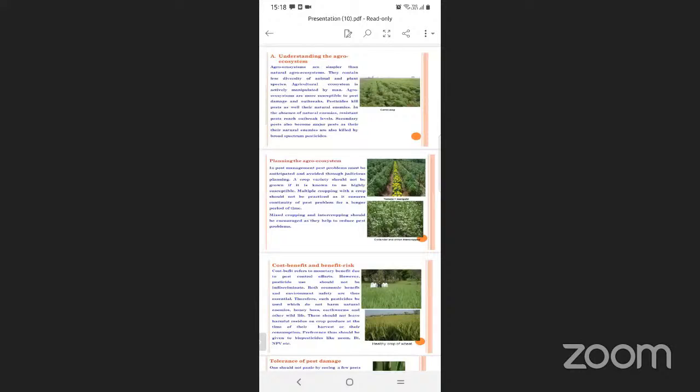So, mixed cropping and intercropping, both will be useful, and we can reduce the pesticide application to a minimum of 25% level, avoiding the 75%. So planning should be there for this agroecosystem, and multi-cropping or intercropping, whatever we are seeing, like mixed cropping. Anything can be utilized to reduce the pest problem. That is one method.